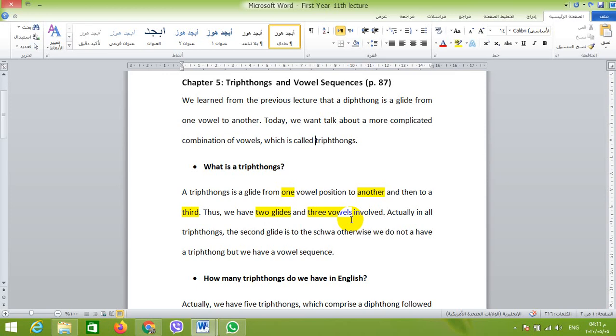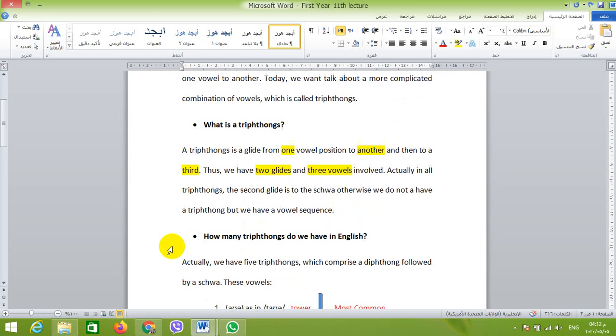Okay, so if we want to pick up the differences between diphthongs and triphthongs, in diphthongs we have one glide, in triphthongs we have two glides. In diphthongs we have two vowels involved. In triphthongs we have three vowels involved. Actually, in all triphthongs, the second glide is to the schwa. Otherwise, this is not a triphthong. If the glide is not to the schwa, it's not a triphthong.